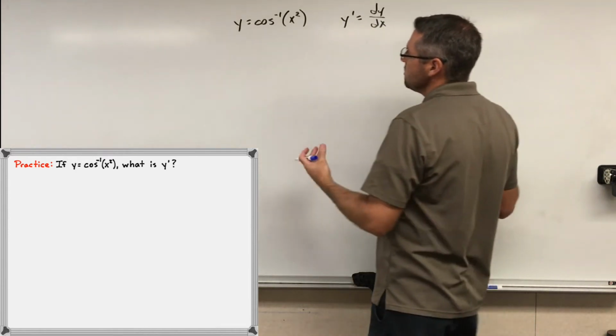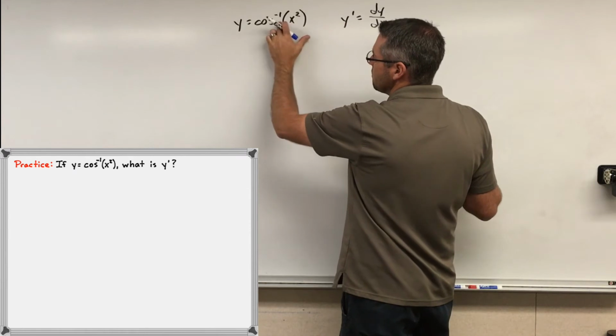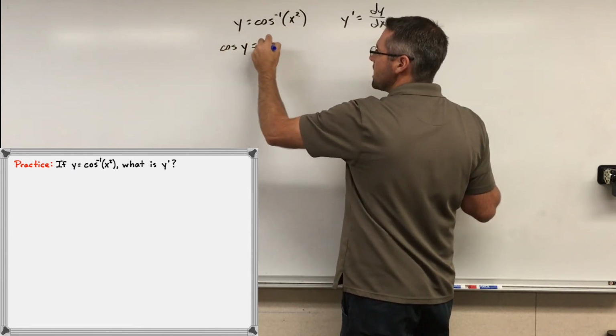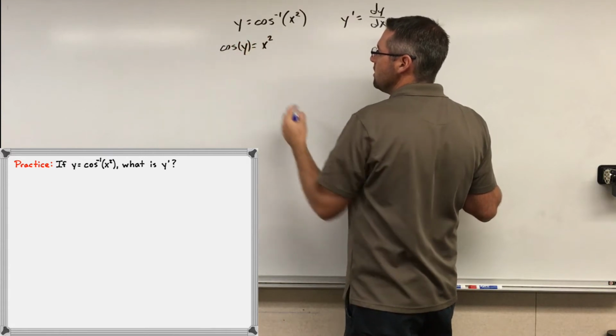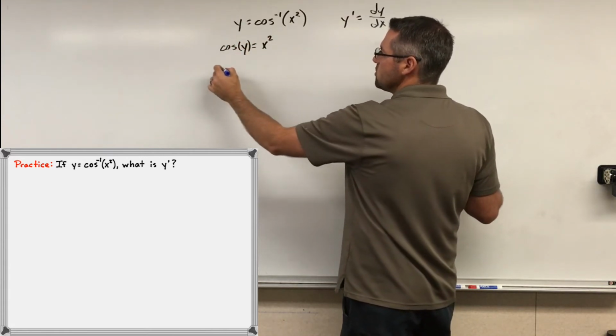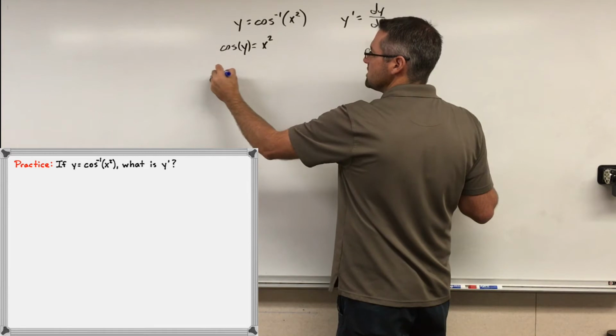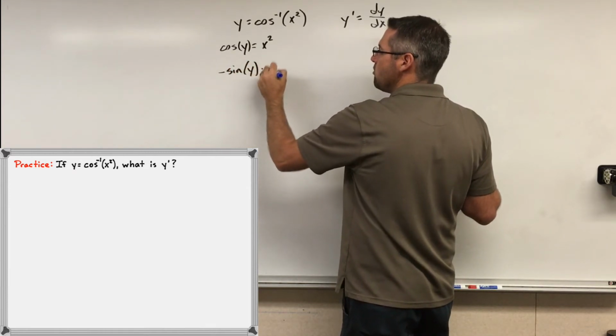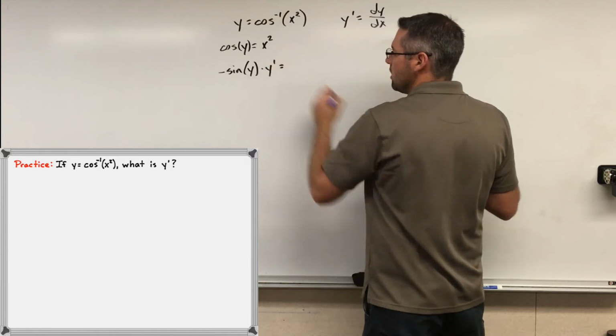Well, the first thing we want to do is take the cosine of both sides to get rid of that inverse function. We end up with cosine of y equals x squared. Then we take the derivative. So we end up with, well, cosine of y, the derivative of that is negative sine of y times y prime, because we're dealing with a function there.